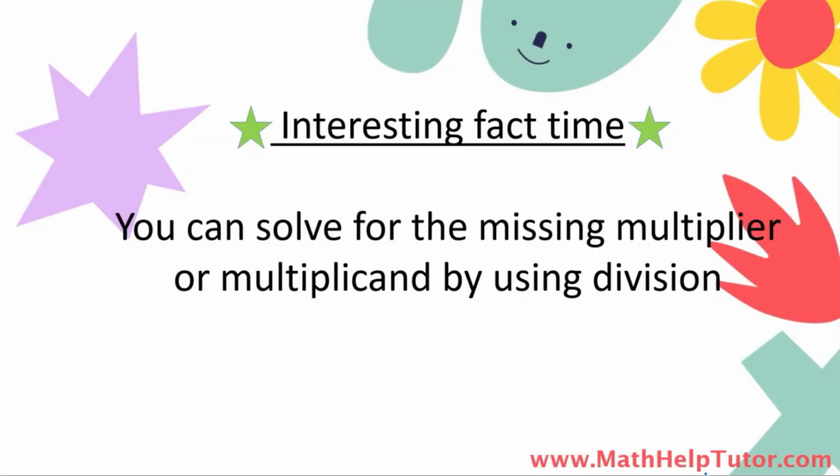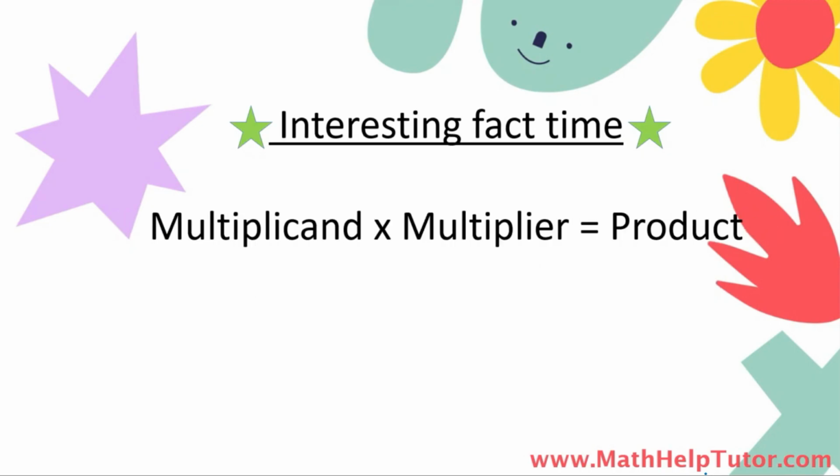division. Now it's time for interesting fact time. Do you know that you could solve for the missing multiplier or multiplicand just by using division? If you're trying to find a missing multiplicand or multiplier, you can just divide the product by the given number to find the missing value. So if you're asked 5 times blank is equal to 10 and you're being asked for that missing multiplier, you can just divide 10 by 5 to get the answer, which is 2. This is because multiplication is just like the reverse of division.